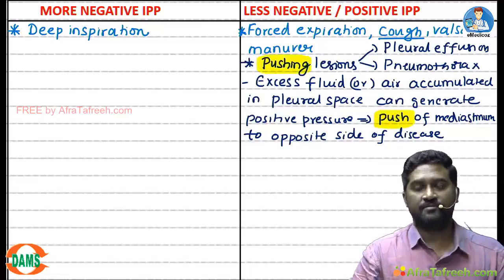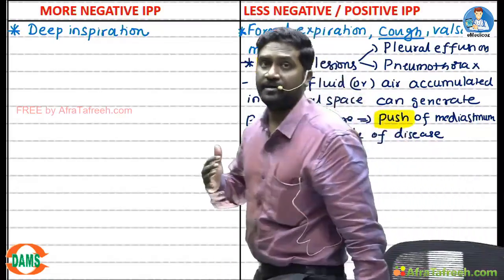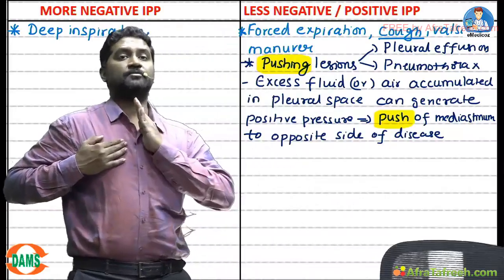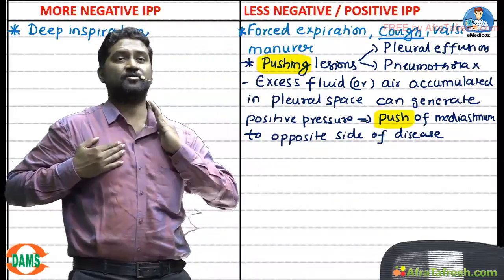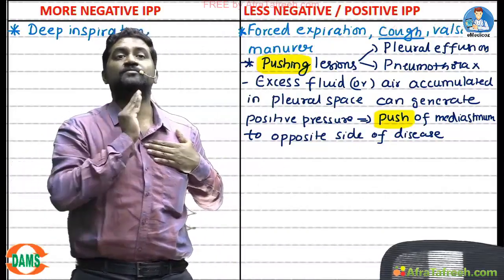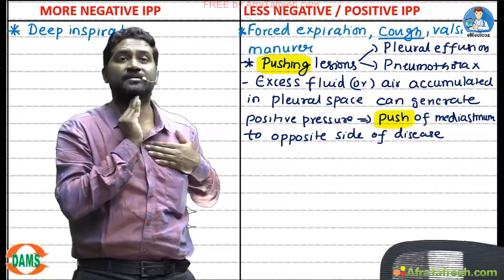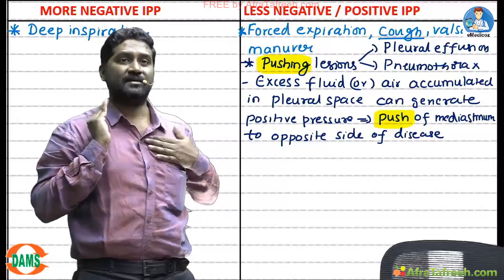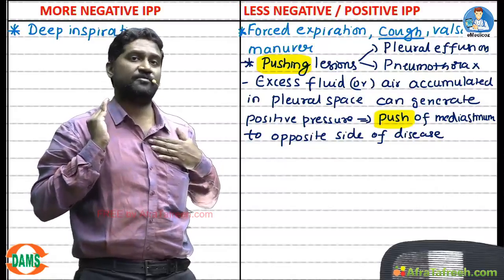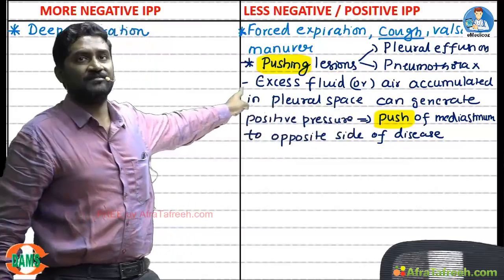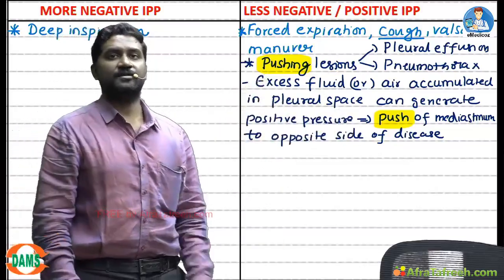Very simple, students. Now suppose there is right sided pleural effusion. What will happen to tracheal position? It will be towards left. If there is left sided pneumothorax, what will happen to tracheal position? It will be towards right, because disease is responsible for push of the mediastinum. So these are called pushing lesions. So we have pleural effusion, pneumothorax.